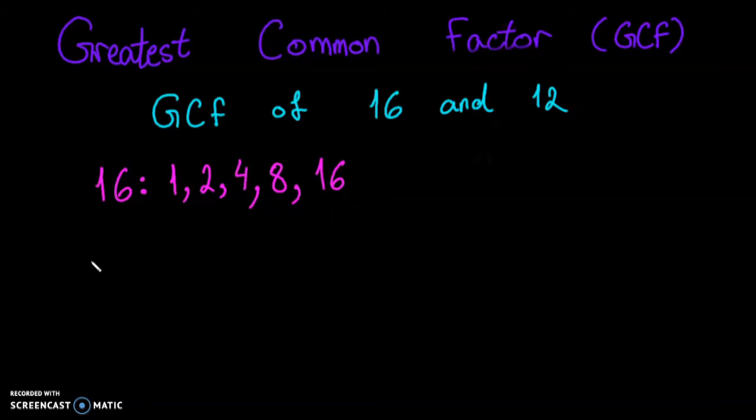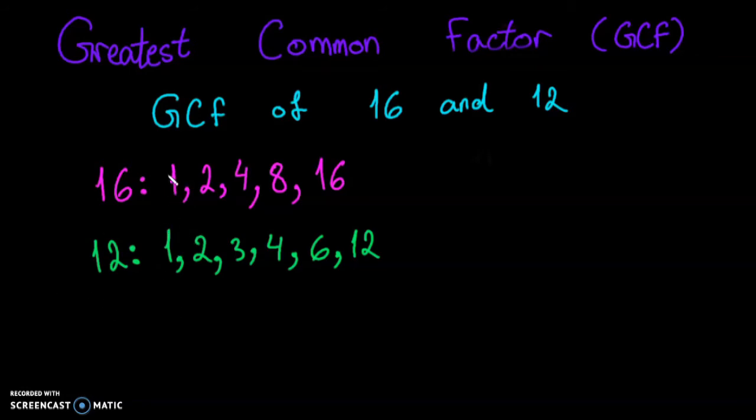Let's do the same thing for 12. So 12 can be divided by 1, by 2, by 3, by 4, not 5, but we can do it with 6. 7, no, 8, no, 9, no, we cannot divide 12 by 10, and we cannot divide 12 by 11, but we can divide it by 12.